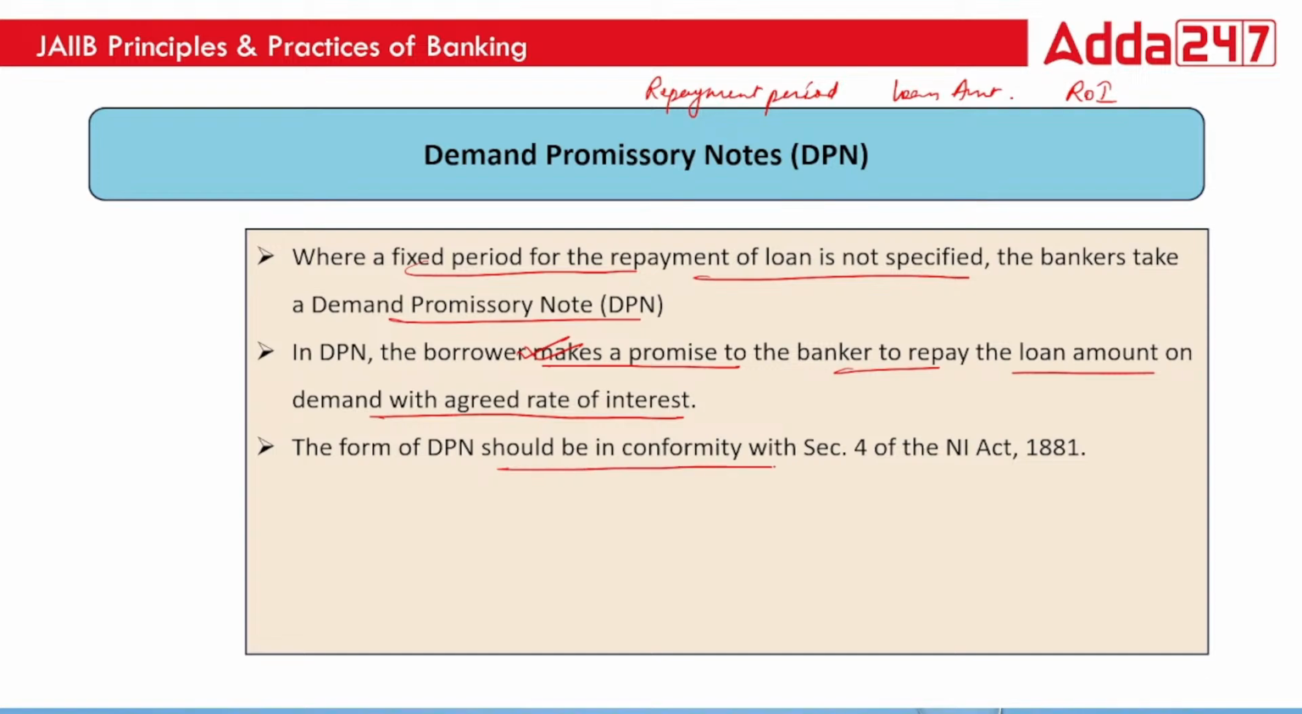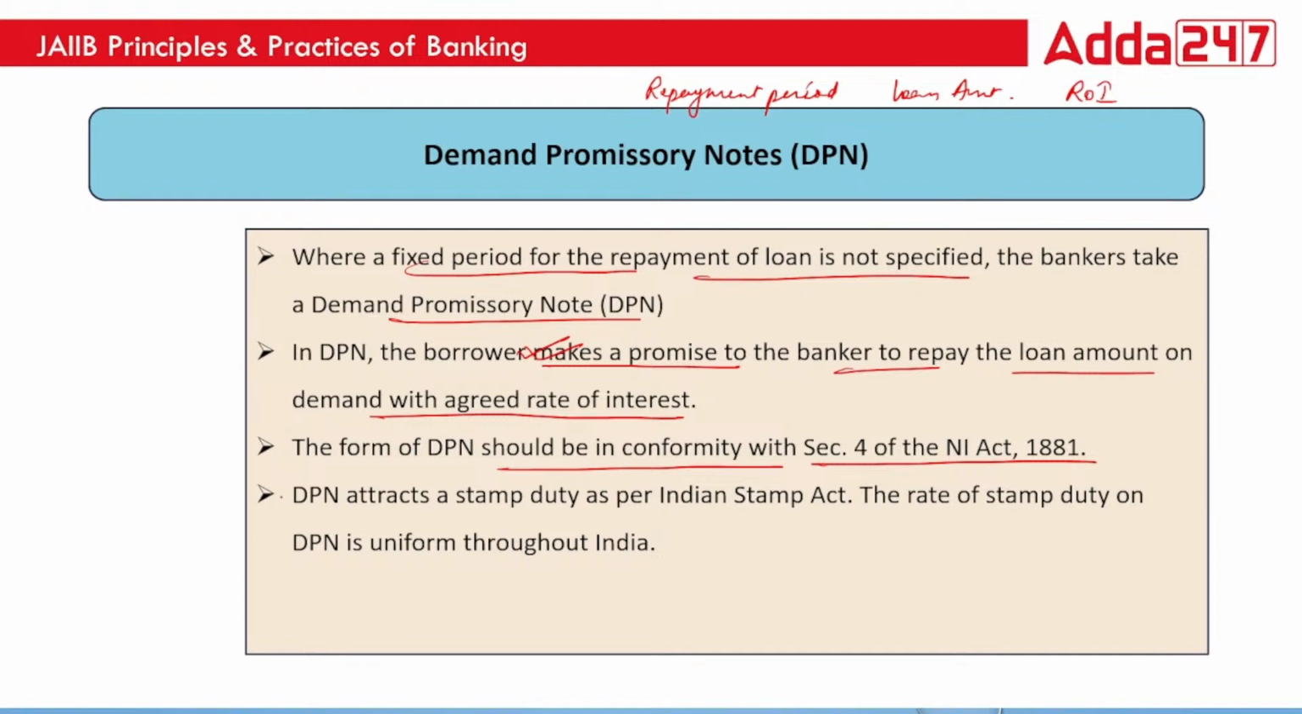what will be the loan amount, and what would be the rate of interest. Form of DPN should be in conformity with Section 4 of the NI Act 1881. DPN attracts stamp duty as per the Indian Stamp Act, and the rate on DPN is uniform throughout India. So this is important, that in DPN whatever stamp duty we are taking, it is uniform all over India. In case of agreements, the stamp duty is not going to be the same throughout India. It differs from state to state because it is applicable as per the State Revenue Act.